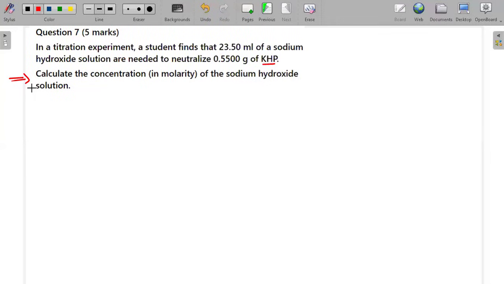So first of all, here we need to write the equation in which the sodium hydroxide is going to be reacting with the potassium hydrogen phthalate. The potassium hydrogen phthalate is K, H, and then P. So here in the equation, they want us to calculate the molarity of this sodium hydroxide solution, this guy here. That's what they want us to calculate.